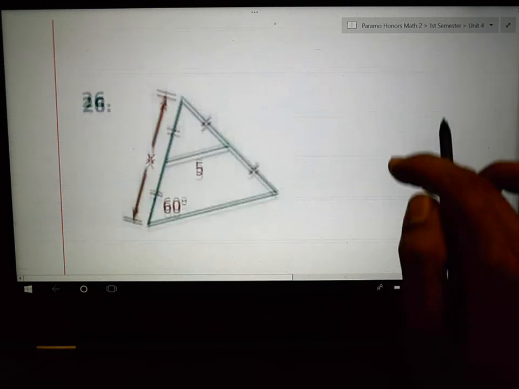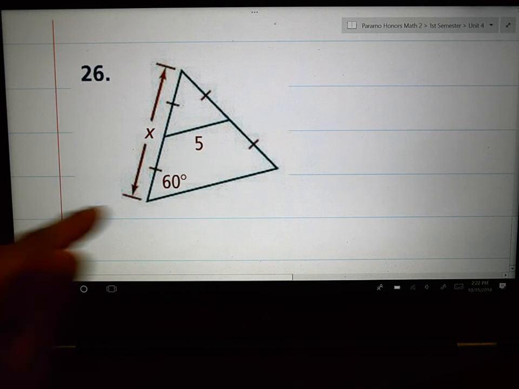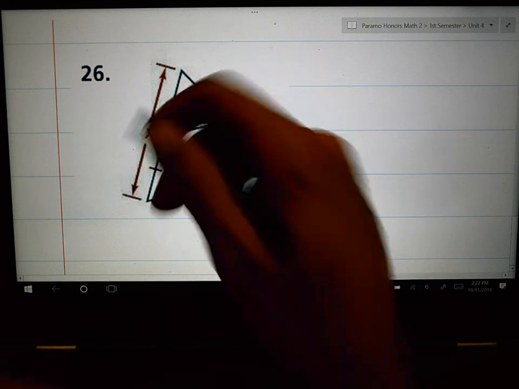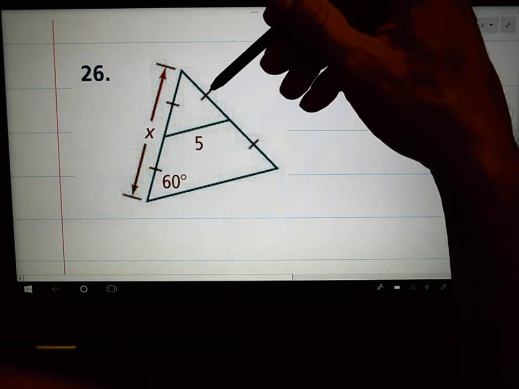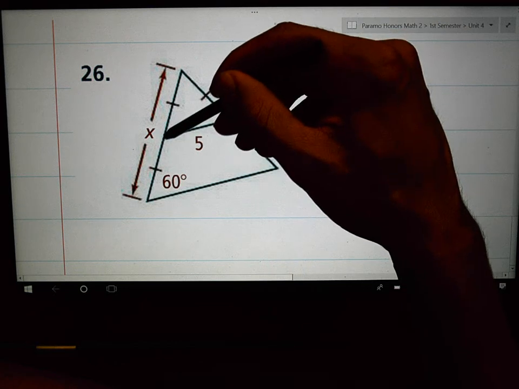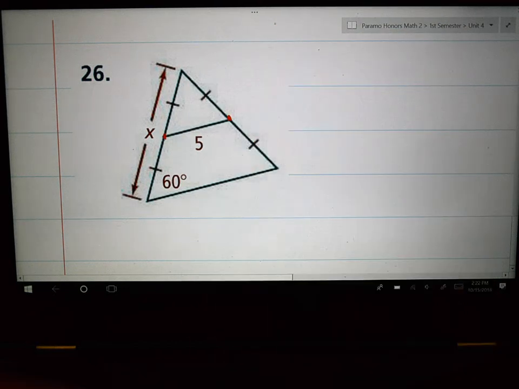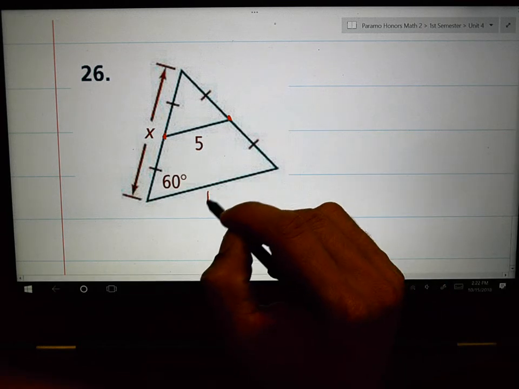Last example, 26. I like 26 because it deals with mid-segments, and then it doesn't even ask the distance of the side that it is parallel to. It asks for the left side. What is x? And I saw this and I said, okay, midpoint. Yes, this is a midpoint. These are the same, so this is a midpoint. That must mean that 5 is a mid-segment. That means I know what the bottom is going to be. The bottom has to be 10.